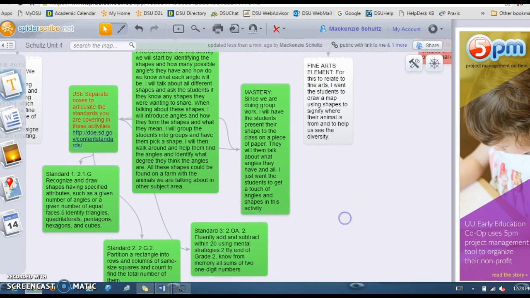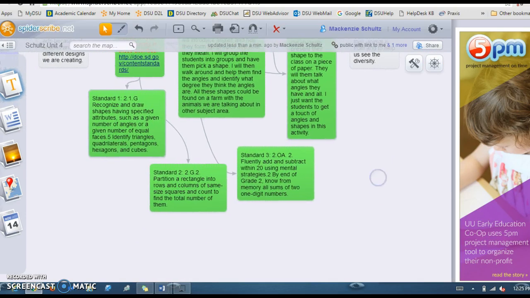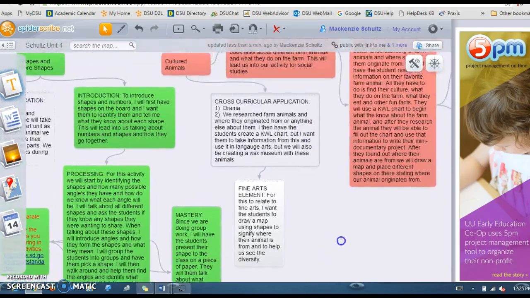So for mastery, since we're in a group, I want the students to present their shapes to the class on a piece of paper. They'll talk about them and the angles they found, and just kind of get a rough estimate of how to look at angles, how to estimate angles, and how to present it to the class. So my 3 standards are basically recognizing shapes and angles and being able to fluently add and subtract within 20 using mental strategies.